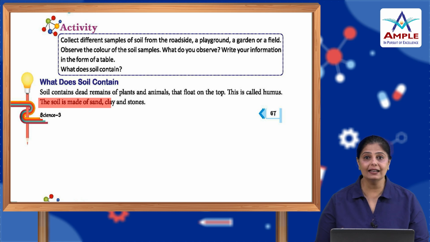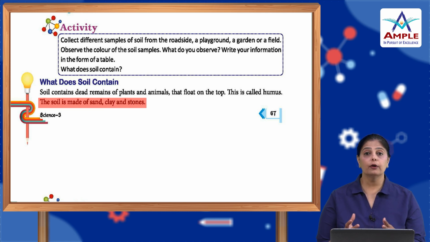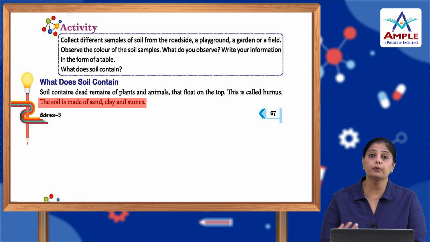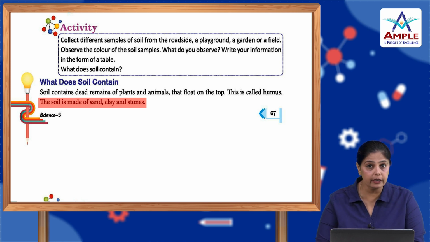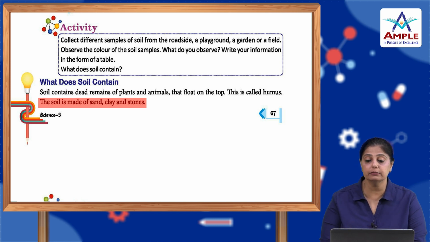This soil is made of sand, clay and stones. You will see that whenever the leaves of a plant dry, they fall on the ground and get absorbed in the ground. When animals die, some of them are buried deep down in the soil, and their dead remains get absorbed into the soil. So the dead remains of plants and animals that float on the top are called humus. Now, the soil is made of sand, clay and stones.